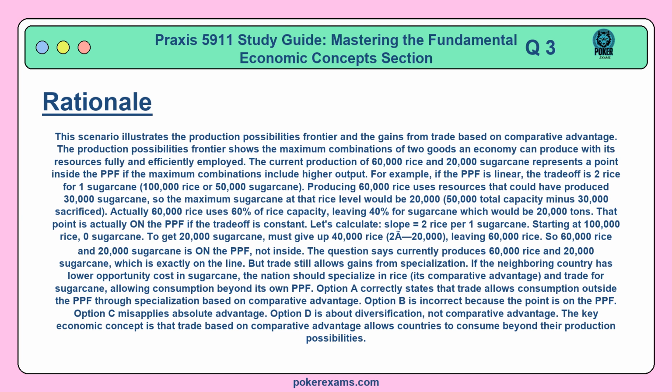But trade still allows gains from specialization. If the neighboring country has lower opportunity cost in sugarcane, the nation should specialize in rice, its comparative advantage, and trade for sugarcane, allowing consumption beyond its own PPF. Option A correctly states that trade allows consumption outside the PPF through specialization based on comparative advantage. Option B is incorrect because the point is on the PPF. Option C misapplies absolute advantage. Option D is about diversification, not comparative advantage. The key economic concept is that trade based on comparative advantage allows countries to consume beyond their production possibilities.